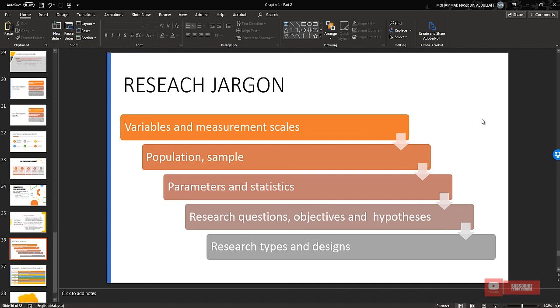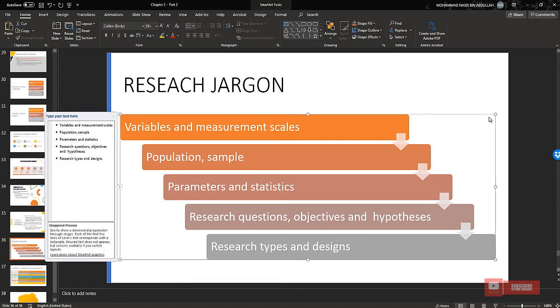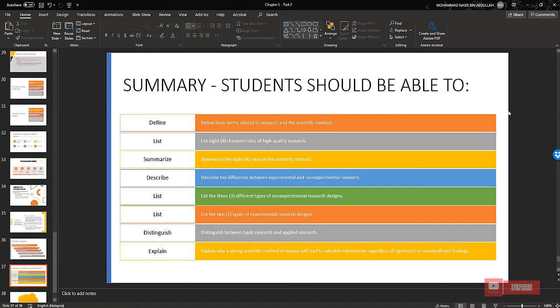So these are research jargons. The things that you need to familiarize yourself with in research are: variables and measurement scales, population and samples, parameters and statistics, research question, research objective and hypothesis, research type, and research design. This is the jargon that you need to understand and be familiar with when you are involved with research methodology. So this is the summary that we have discussed so far.